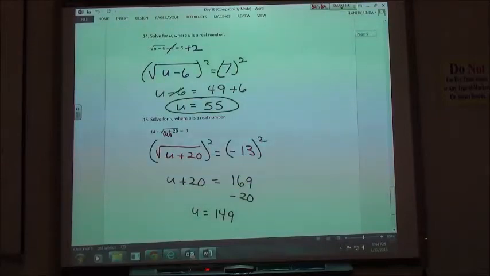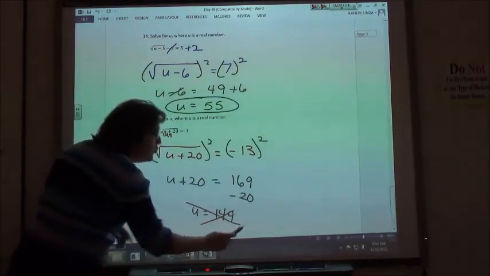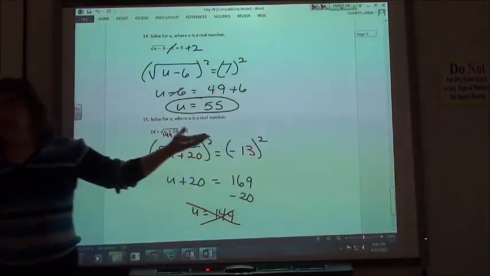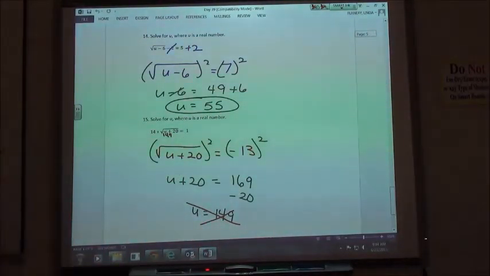Does that equal 1? No. This is one of those where you have that extraneous solution because you squared this negative and it made it positive, and therefore it doesn't check. So watch for that, or make sure you're checking your answers.